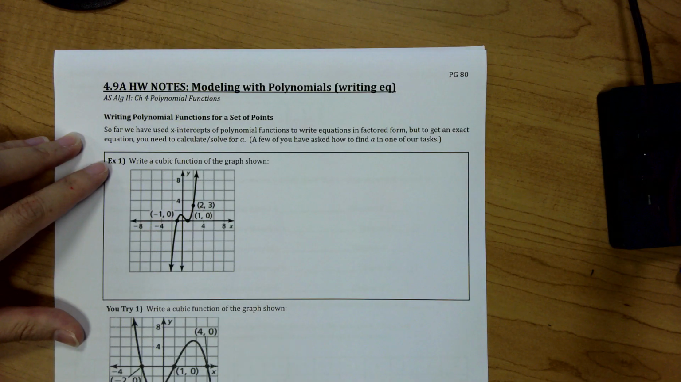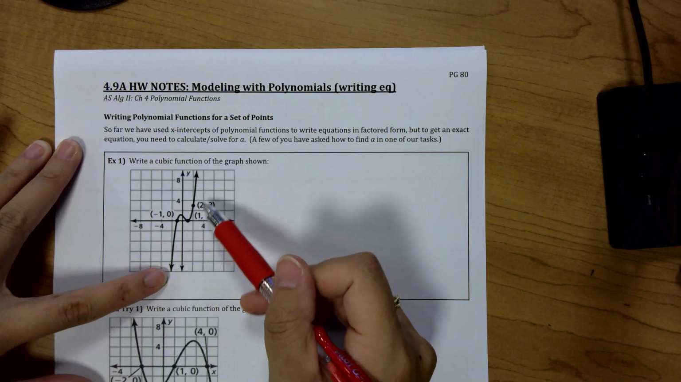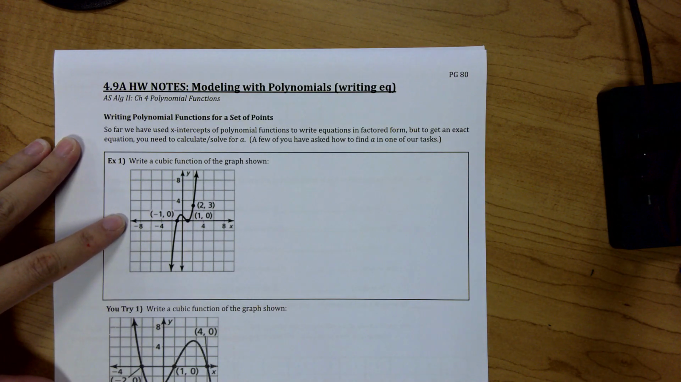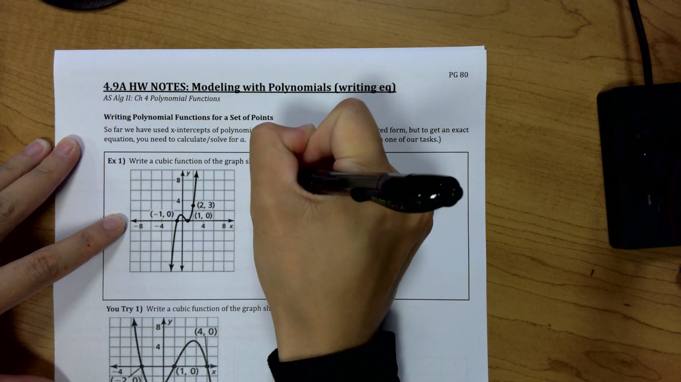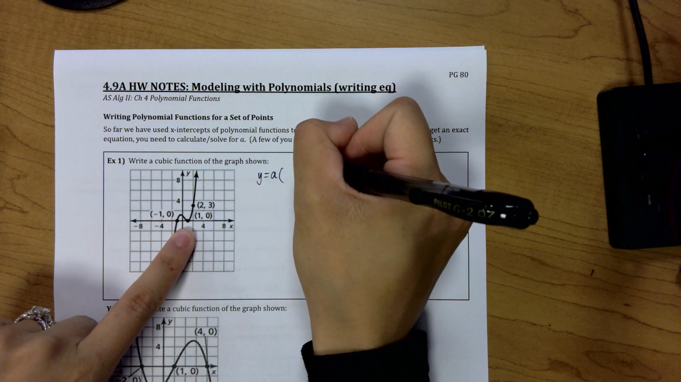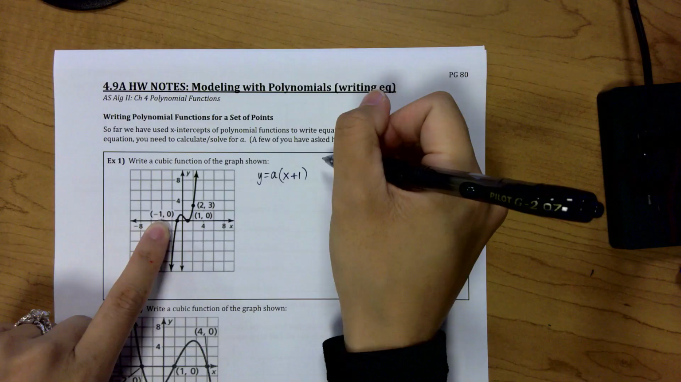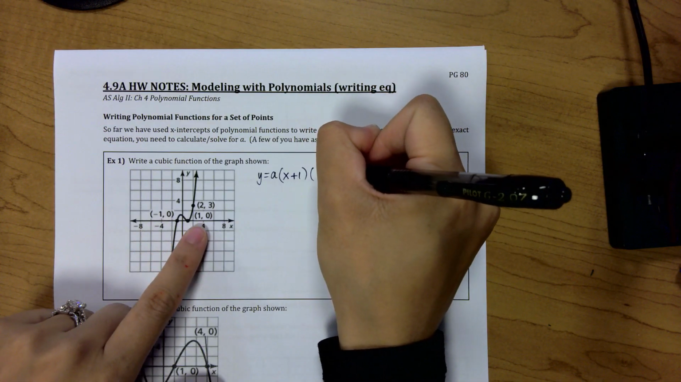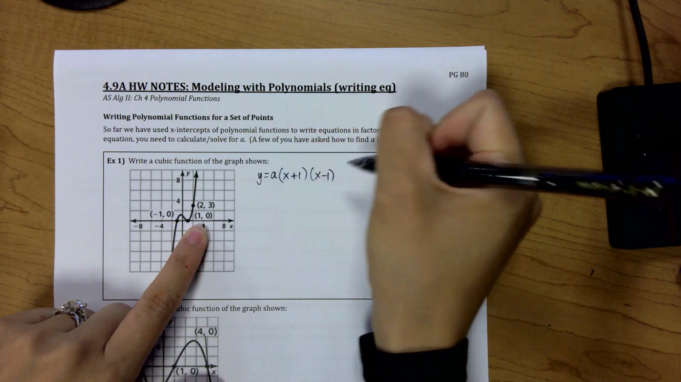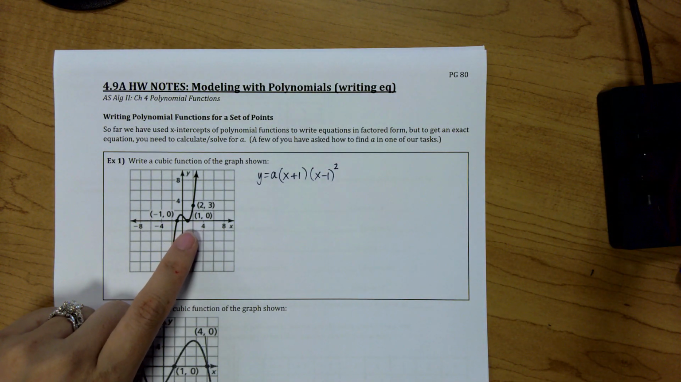So let's take a look at our example. We are given that this is a cubic function, and we're given a graph, which means we have x-intercepts. I don't know my vertical stretch or shrink, but I do know that I have two x-intercepts. My first one is at -1, that means x plus 1. And then I do know that my second one is at 1, 0, which is x minus 1. And at this point, there is a multiplicity of 2 because there's a parabola at x equals 1.